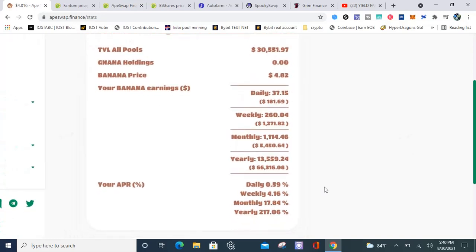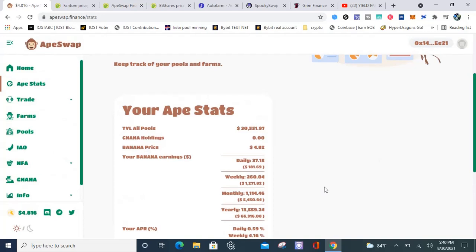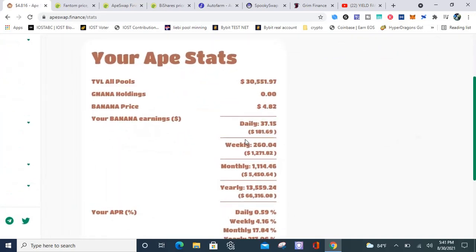APR is still hanging above 200%. And, you know, my LPs, I keep telling you guys, I pick good LPs. That's the key to yield farming. Pick LPs, cryptocurrencies that you think that people might want to use. Don't pick these cryptocurrencies just because it has an APR. That's not the determining factor. That's one thing to think about.